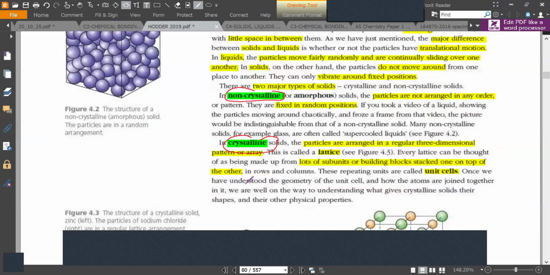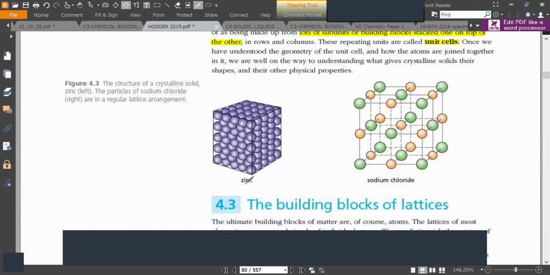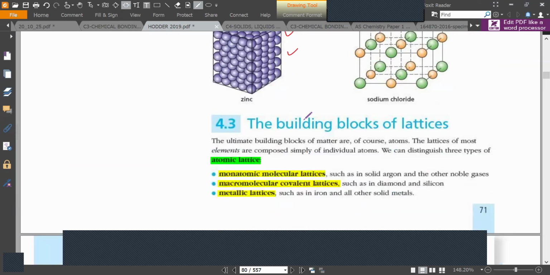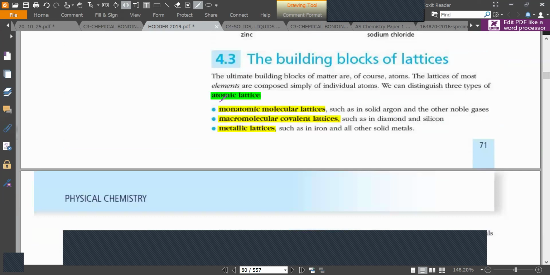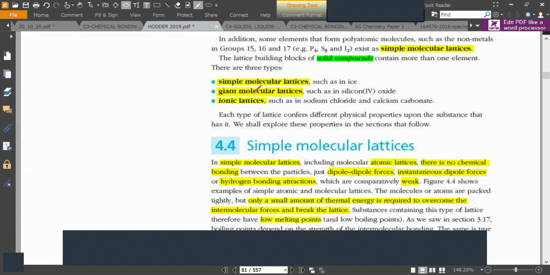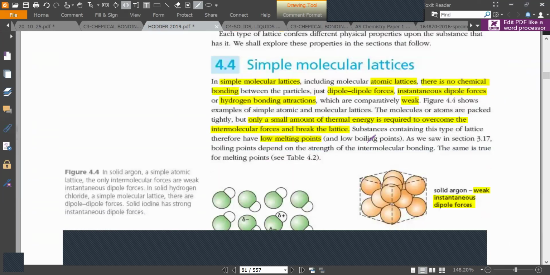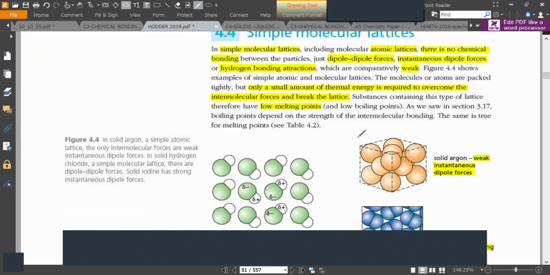For the crystalline one, we have the unit cell. It's a regular arrangement, the building blocks of lattice. So we have different types of lattice: simple molecular lattice like ice, giant molecular lattice like silicon dioxide, diamond or graphite, and ionic lattice, as in the ionic compound.